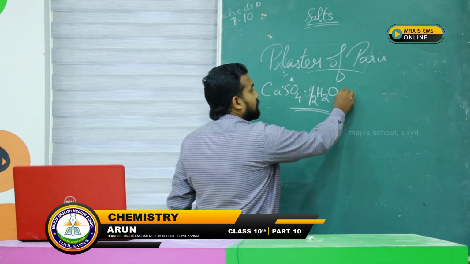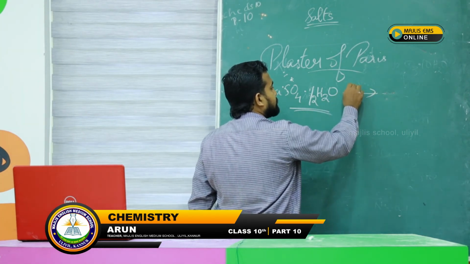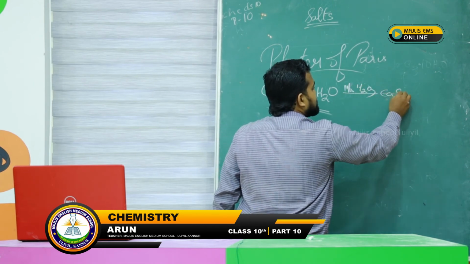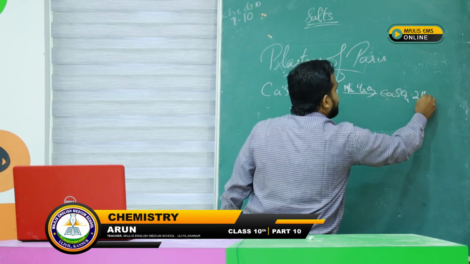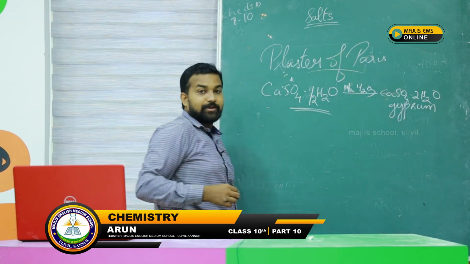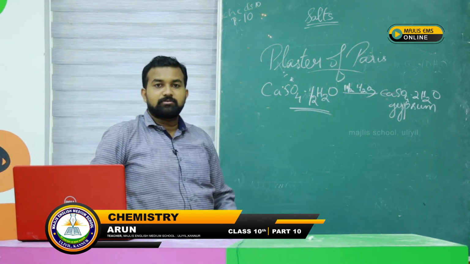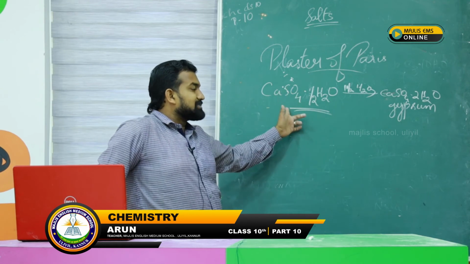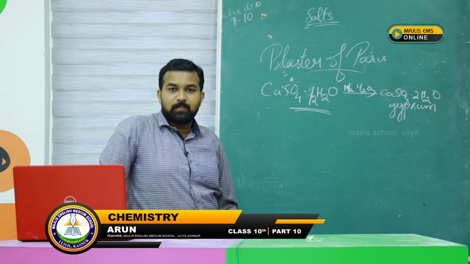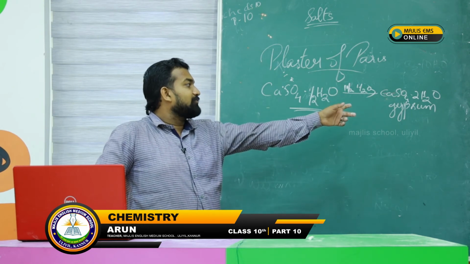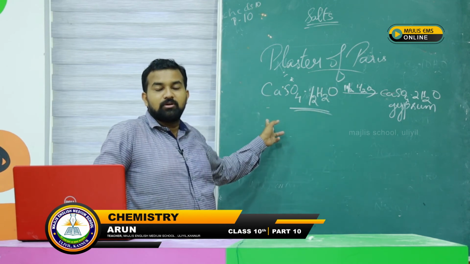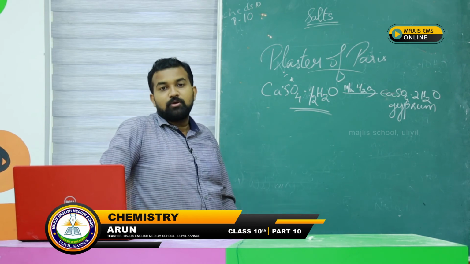Okay, gypsum. How is gypsum formed? When plaster of Paris is mixed with water, calcium sulfate ·2H2O will be formed, and this is gypsum. You might have heard about gypsum board, which is used for ceilings and separations. So when plaster of Paris reacts with water, we will get gypsum. And the other way, when gypsum, calcium sulfate ·2H2O, is heated, the water vapors will evaporate and we will get plaster of Paris.